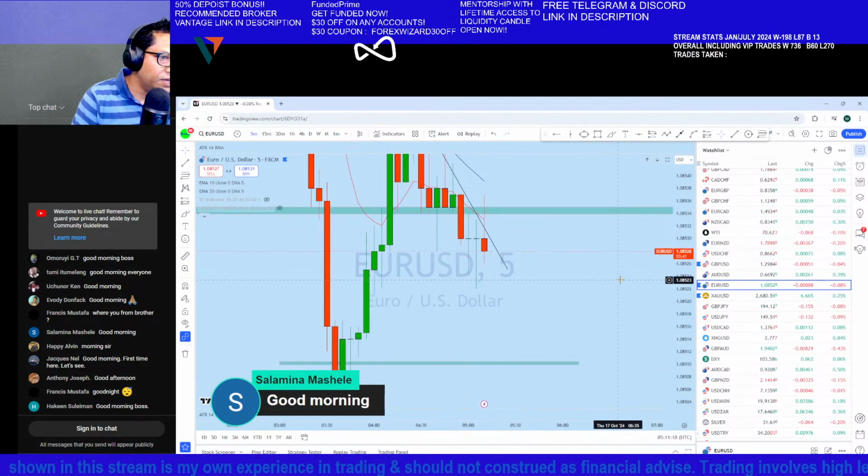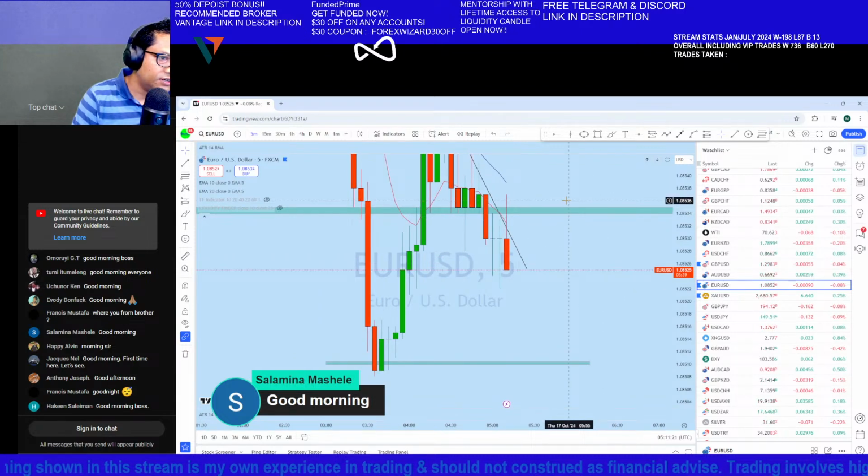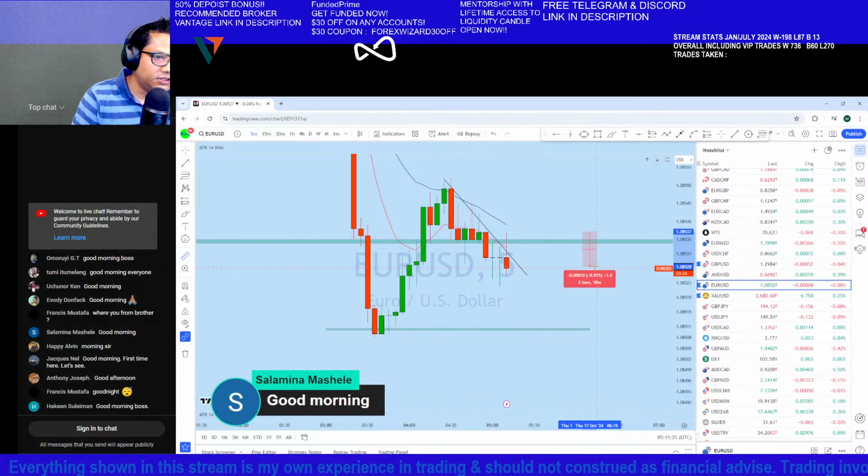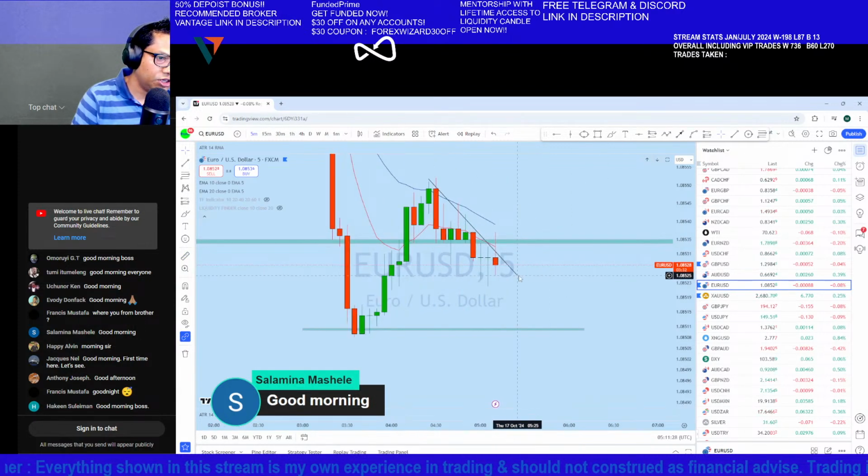Okay, looking at the 5 minutes on Euro Dollar, we can see that this is the 5 minute candle. Here it's showing potentially bearish.